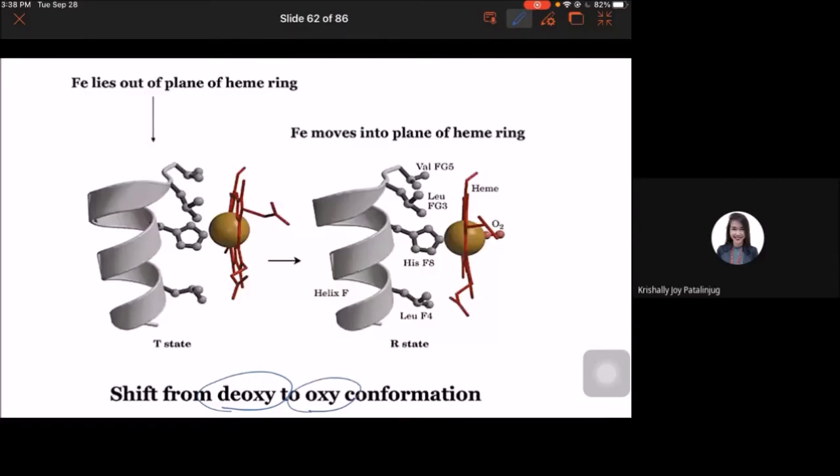It has something to do with the deoxy and oxy formation, only that here they show the iron itself. The yellow one there, that is the iron, or is it golden yellow? That is the iron. So in the R state, the relaxed state, it accommodates oxygen. The iron moves into the plane of the heme ring. Effortless, because it is a relaxed state. Then in the tense form, look, no oxygen can be accommodated in the tense form. Alright?